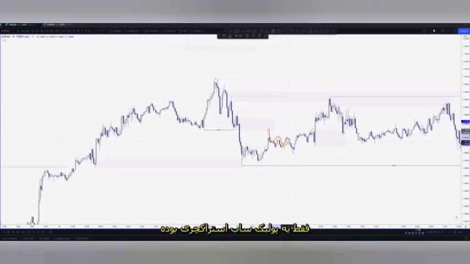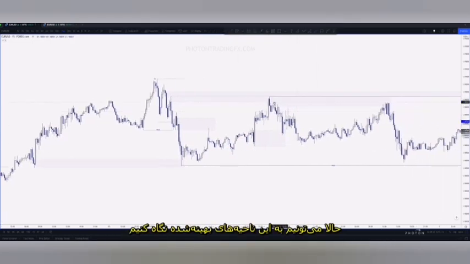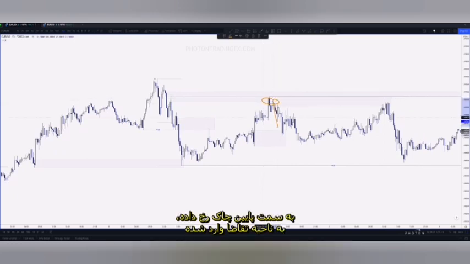But it's not enough. It's just to facilitate that substructure pullback to then continue that move on higher, right? So we sweep those lows, and then we continue to the upside. So then we can start to look at our refined zones up here. Price tapped into it. We start to get that change of character again to the downside. Old internal demand zones just facilitate those pullbacks.